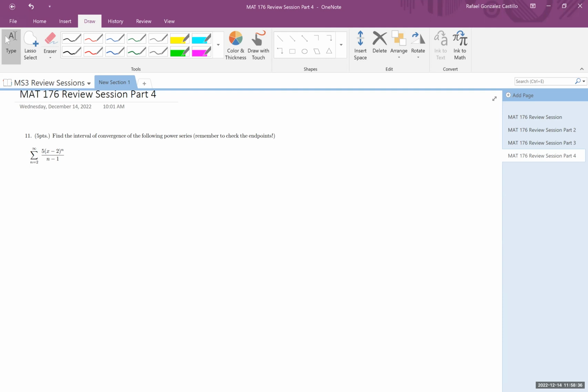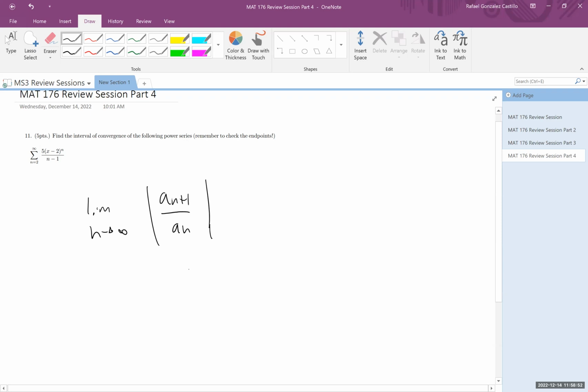Now, to compute the interval of convergence, we're going to compute the following limit. We're going to compute the limit as n goes to infinity of a n plus 1 divided by a n in absolute value. Okay, this is what we're going to use. Now, we're going to compute the ratio first and then worry about the limiting behavior later.